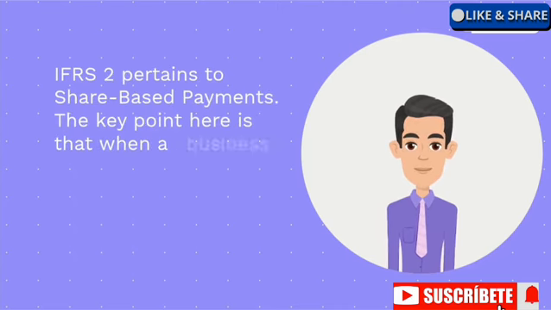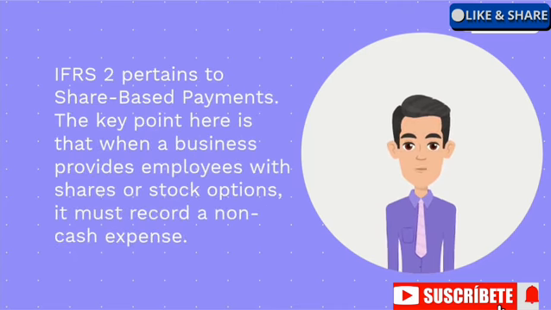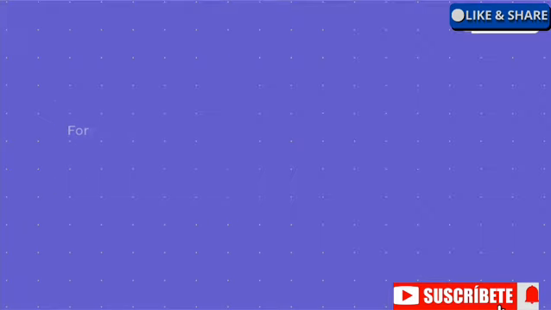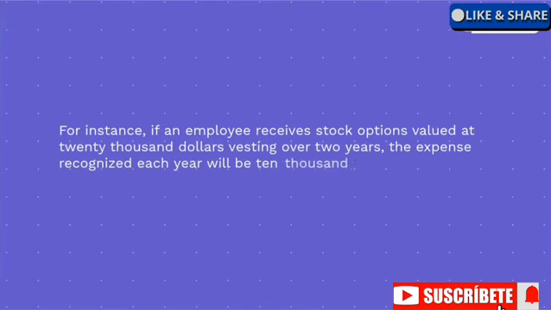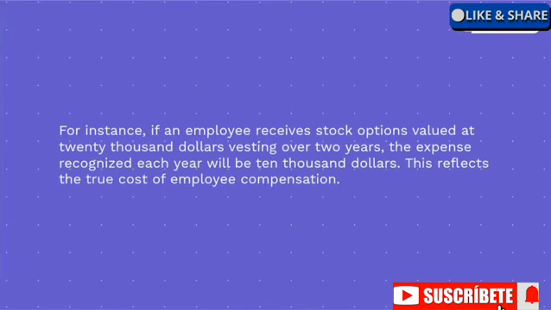IFRS 2 pertains to share-based payments. The key point here is that when a business provides employees with shares or stock options, it must record a non-cash expense. For instance, if an employee receives stock options valued at $20,000 vesting over 2 years, the expense recognized each year will be $10,000. This reflects the true cost of employee compensation.